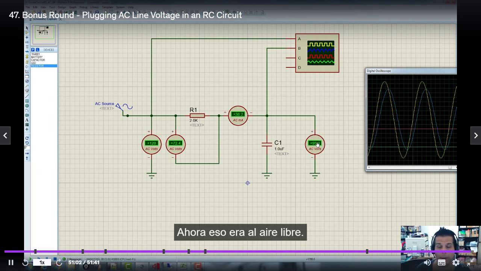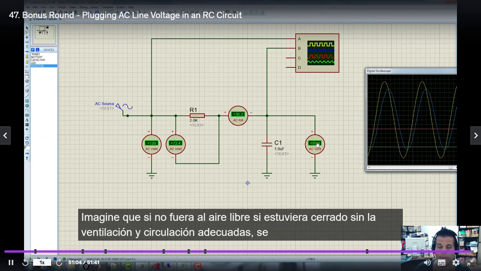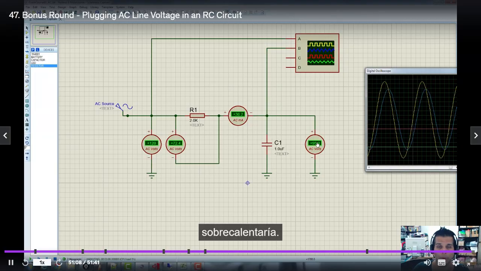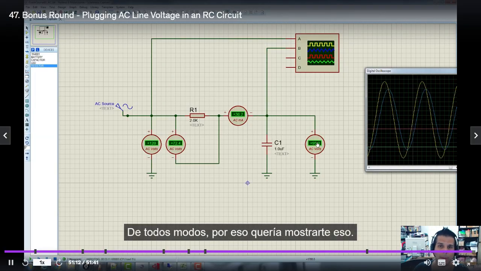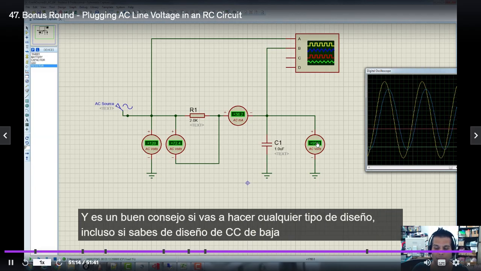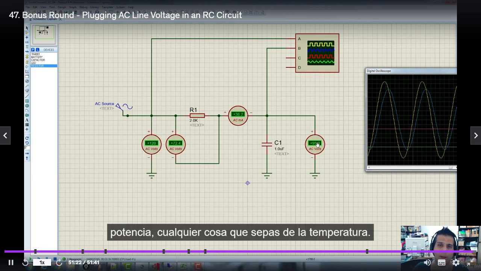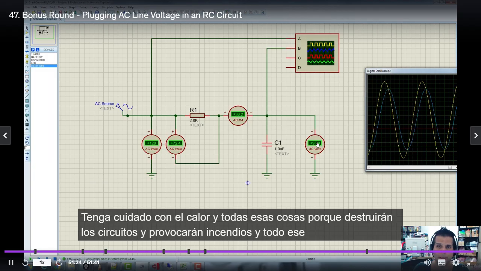Now, that was in open air. Imagine if that was not in open air, if it was closed without proper ventilation and circulation, it would overheat, it would fail, it would explode, it would do something bad. So anyway, that's why I wanted to show you that, and it's a good tip if you're going to do any kind of design, even low-power DC design, anything, be aware of temperature, be aware of heat and all those things because they will destroy circuits and start fires and all those kind of things.